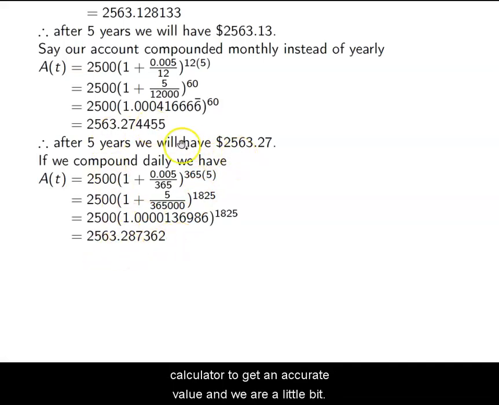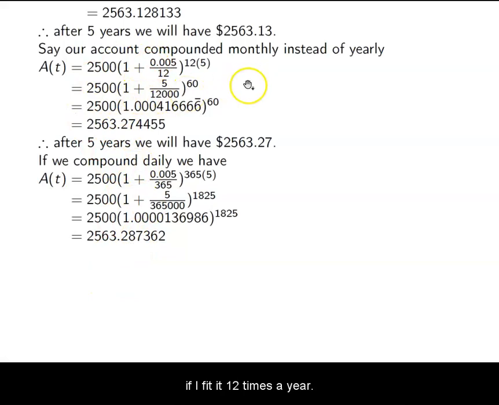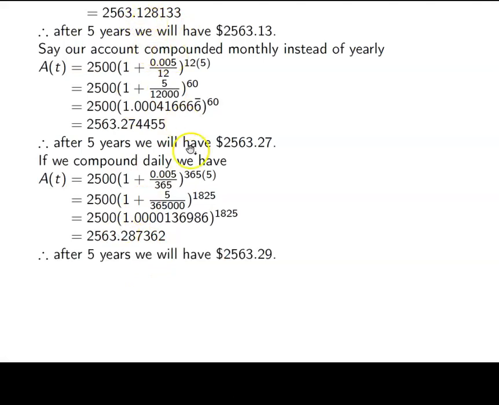So calculate all of this, plug it into our calculator to get an accurate value. And we are a little bit larger than we were before. This is 27 cents. This is 28 cents. More like 29 cents, right? So maybe 2 cents more than I had if I did it 12 times a year. And it's about 16 cents more than if I do it once a year. Okay, so after 5 years, we would have this amount.